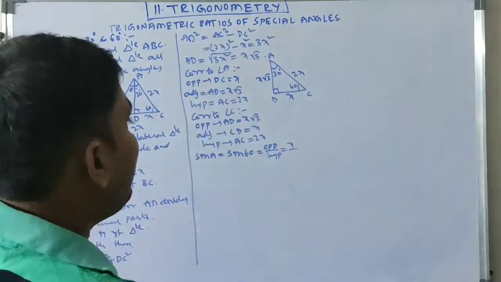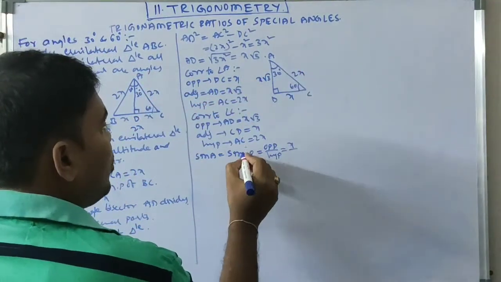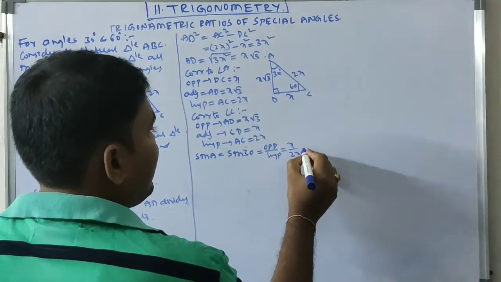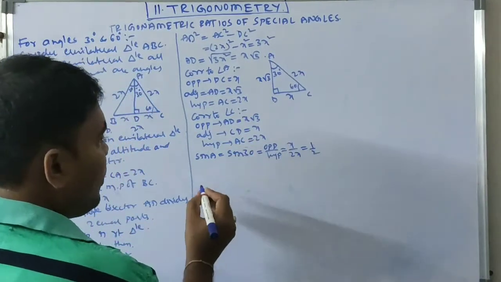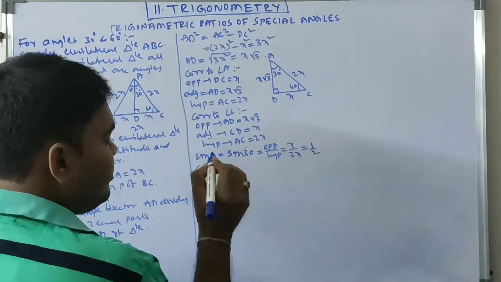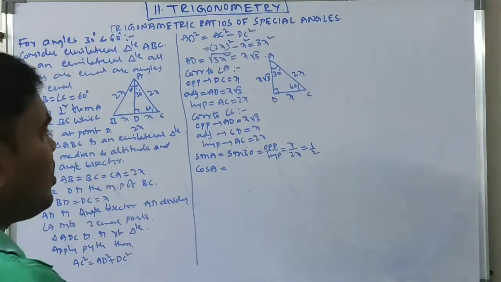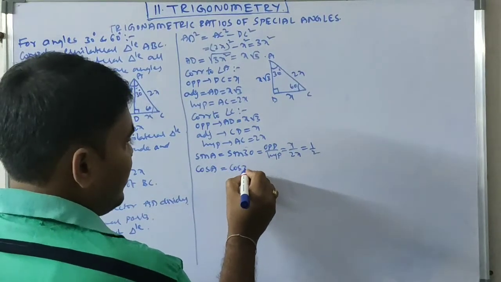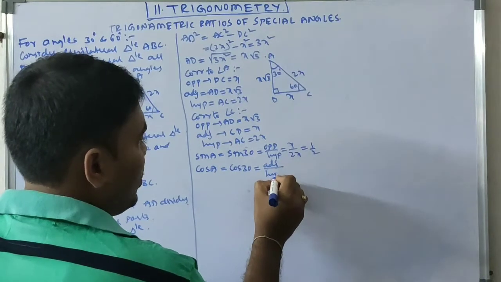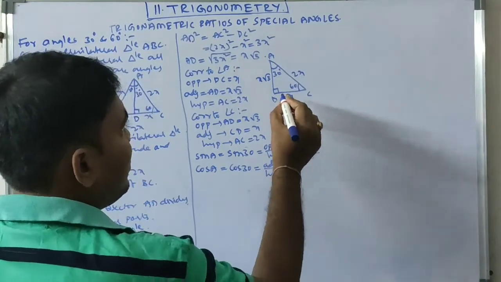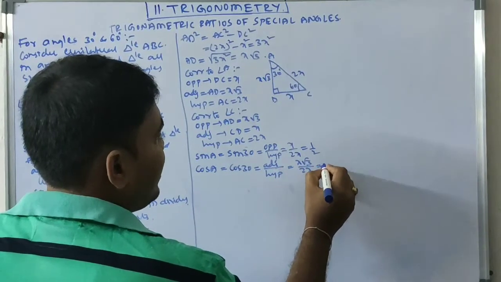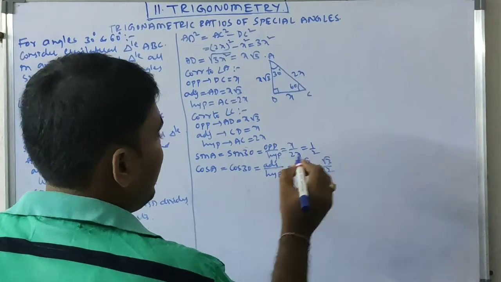Okay, so sin 30, where angle A equals 30 degrees. Opposite is x by hypotenuse 2x, x cancels, so sin 30 has the value 1 by 2. Next, cos A equals cos 30, which is adjacent side by hypotenuse. Adjacent side is x root 3 by 2x, x cancels, so root 3 by 2.